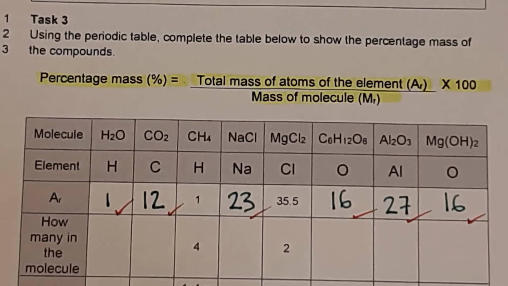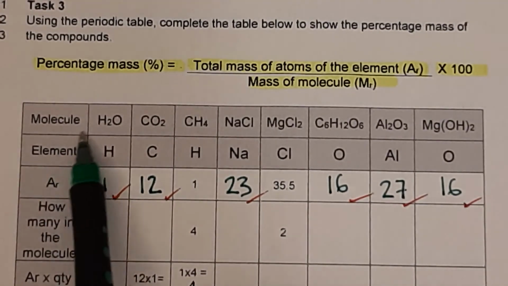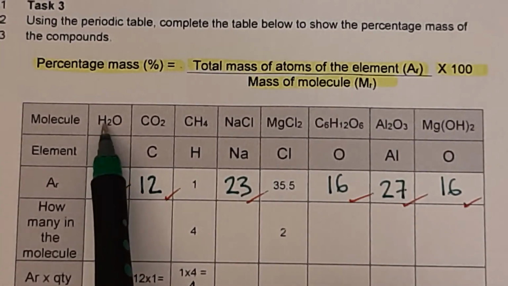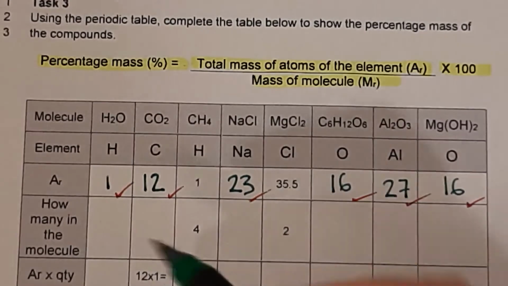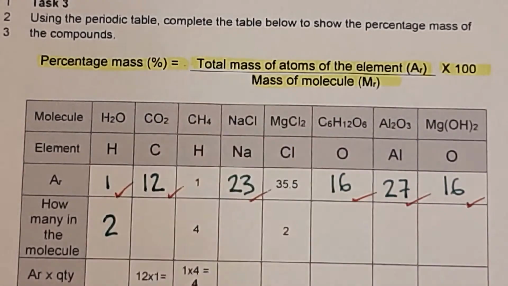Now we're going to have a look at how many are in the molecule. It's asking us about each of these molecules. So this question is asking how many hydrogens are there in H2O? Can you think about the answer? There are 2. So the answer here is there are 2 hydrogen atoms in H2O.